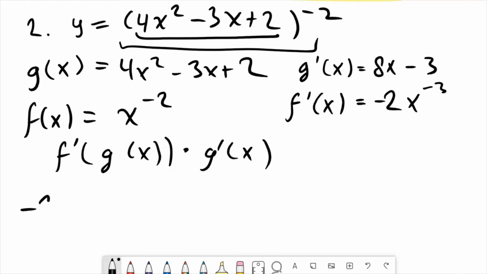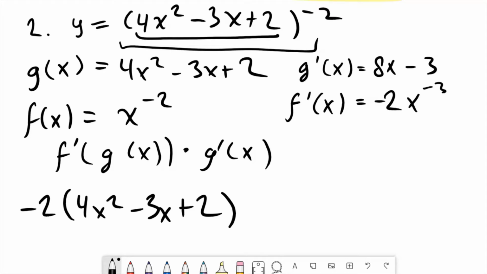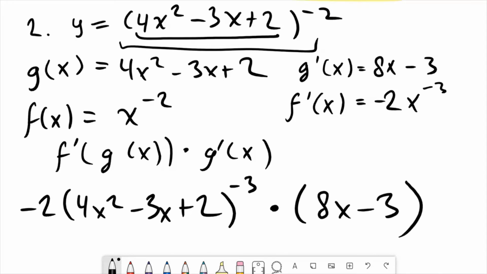You get minus 2 of the something, which is g, 4x squared minus 3x plus 2. And then we can't forget the minus 3. And then we multiply by 8x minus 3. And we are done. Yeah, we are done here. And this is the answer.